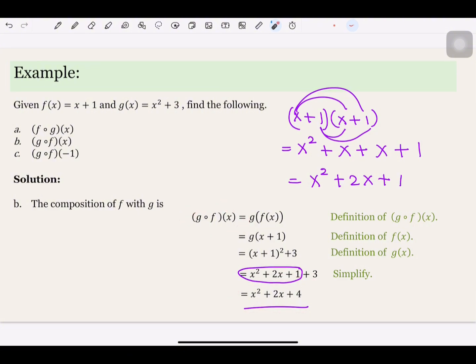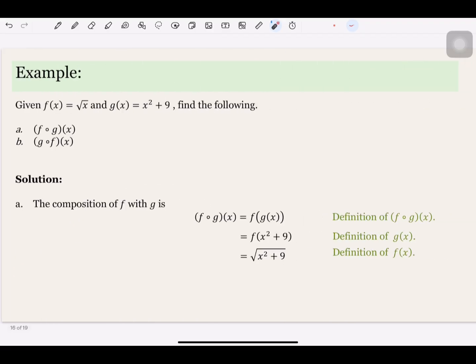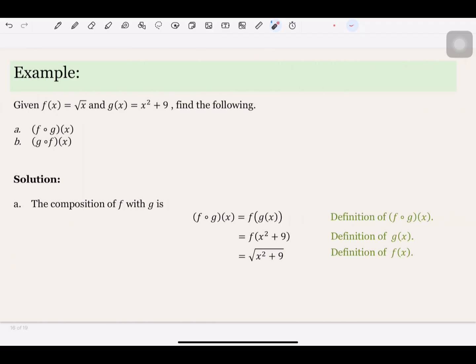So now you have to evaluate the composition of g and f at -1. It's really simple. You have to take this function and substitute -1 into this x. So here I have done the calculation. I took the composition and substituted -1 and I got 3. Okay, now let's take a look at another example.